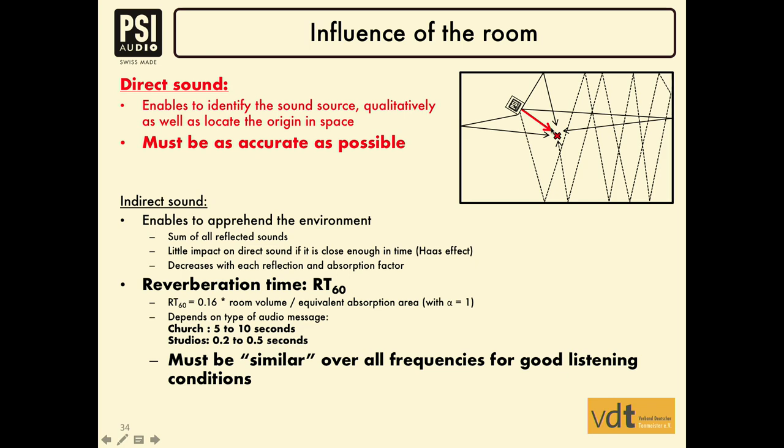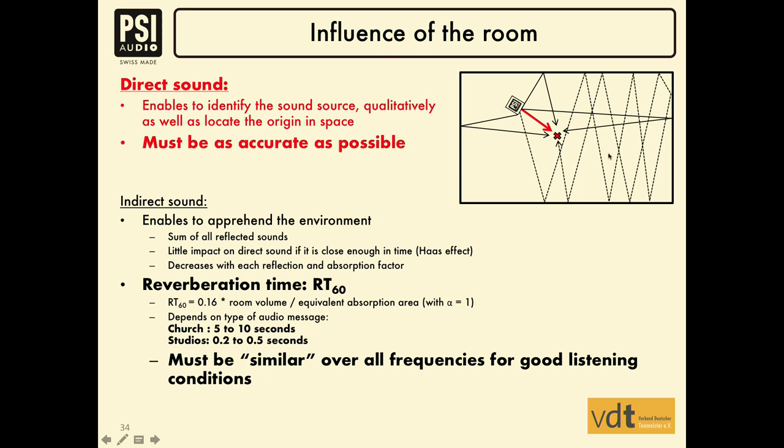Okay, so just again, the direct sound gives you information on the source of the sound, and it has to be as accurate as possible. The indirect sound gives you information on the surroundings you're in. And ideally, you do not want to change the direct sound just to correct the environment, because it's going to change the direct sound. You want a very accurate direct sound and a good room that's balanced. You don't want to correct the direct sound just because your room has problems in some frequencies. If you have a nice piano in a room and one of the keys lands on a room mode, you do not want to take that key away just because it's a problem in your room. You want to correct your room.